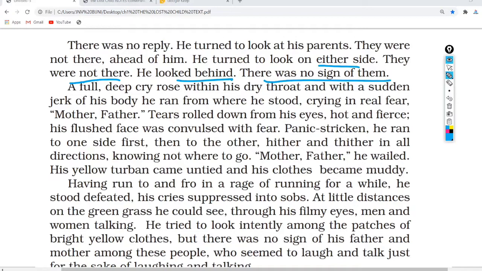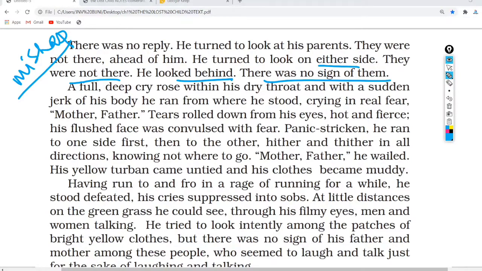Now see, accident happened. Some mishap. अब जानते हैं ना, mishap shortcut में accident. So there is an accident. What is the accident? Accident was that the child got lost. Lost. So now from here we can show the appropriateness of the title.